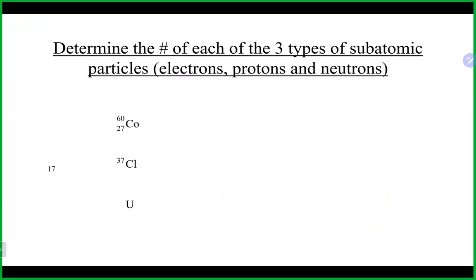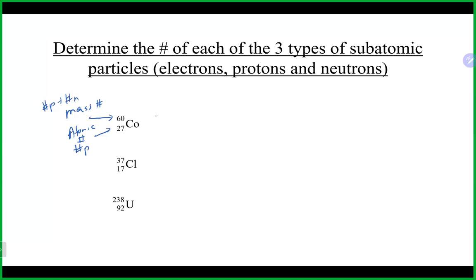All right, so for each of these, take a moment or so, figure out how many protons, electrons, and neutrons each of these should have. Okay, so let's take a look. So again, when we have the symbols written like this, the top number being our mass number, which is basically our protons plus our neutrons. Down here, we have our atomic number, which is basically our number of protons.